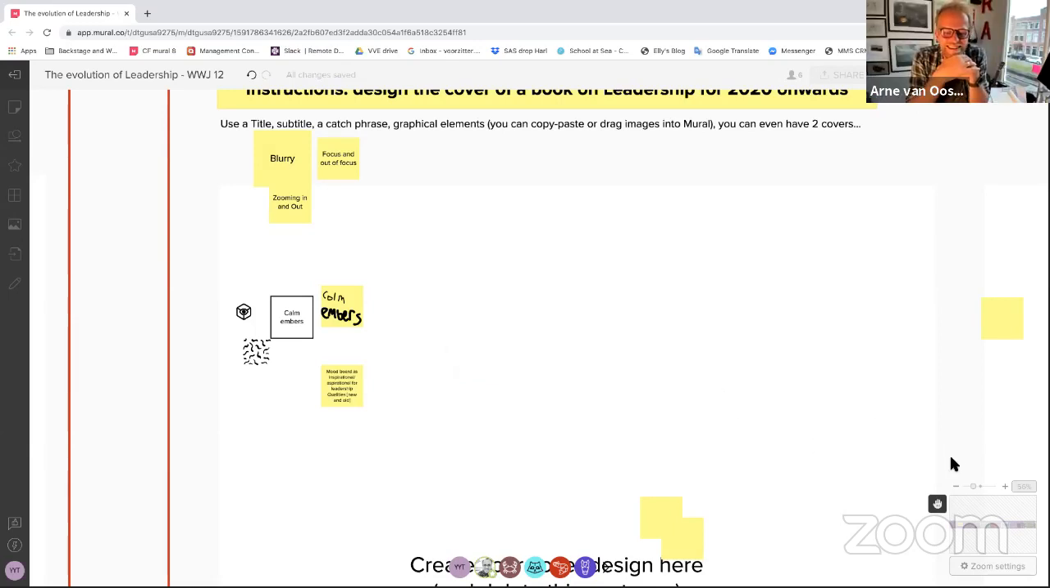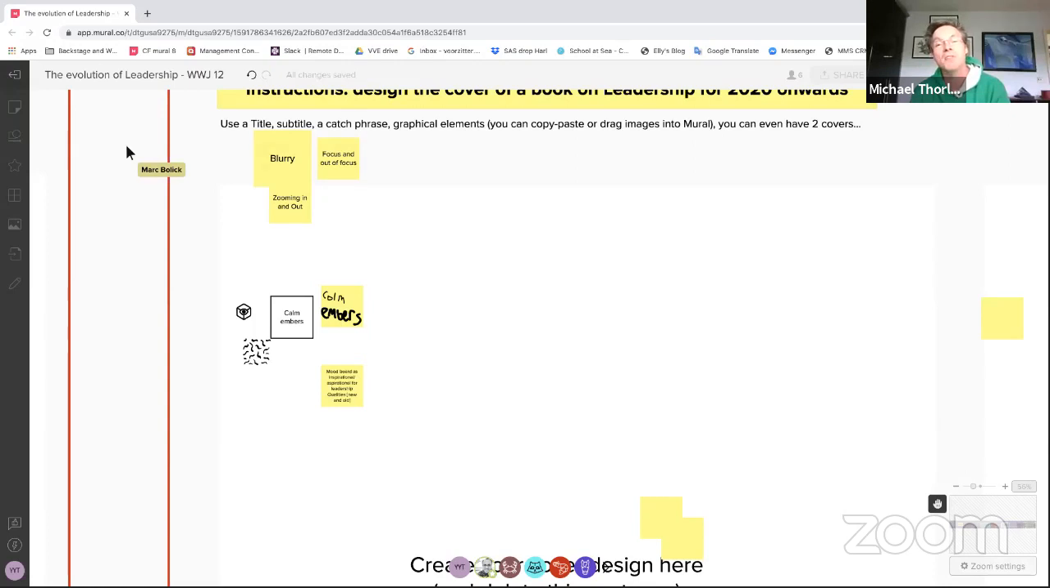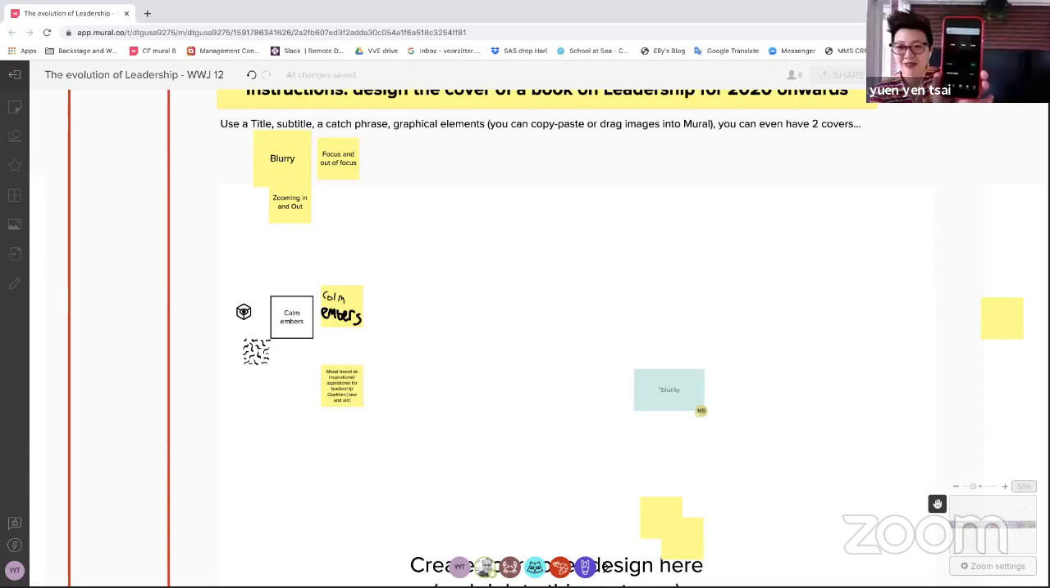Leadership feels like calm, warming embers. So there's no fire, but there's a warm glow. We talked about vision and intention.